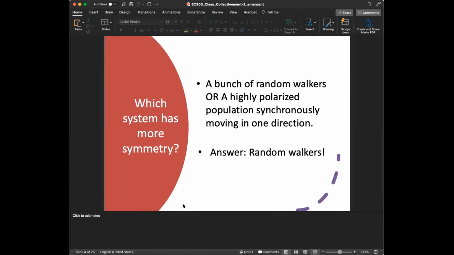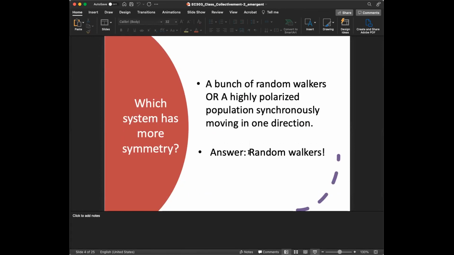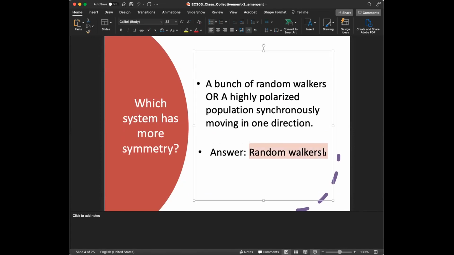So for example, random walkers have more symmetry. Now we introduce interactions among random walkers, interactions like, align with your local neighbors. See, aligning with local neighbors is a rule, right? It's an alignment rule, but there is nothing about that rule that says you have to align in the direction of the y-axis, right? There's nothing that says you have to move in the direction of the x-axis. So it's just a local alignment rule.